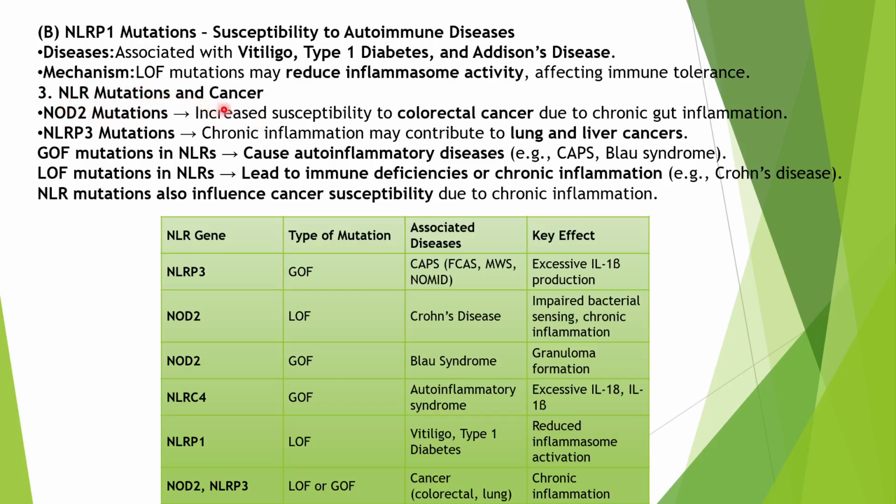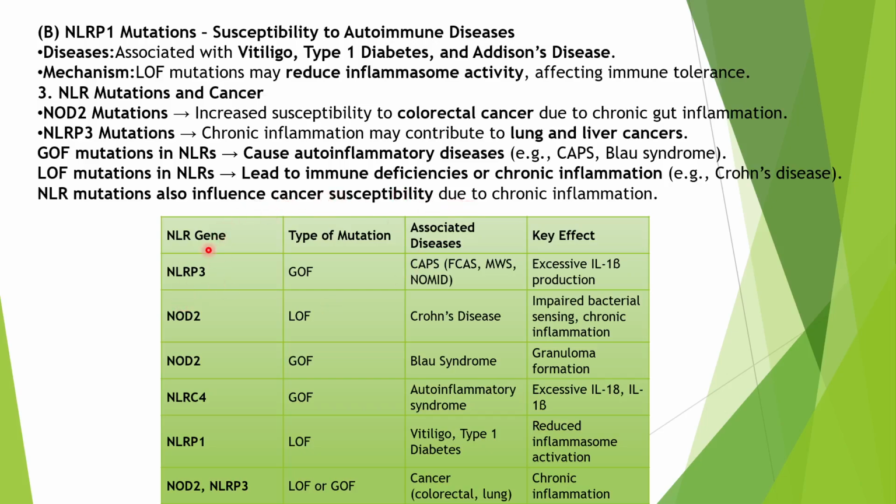Then NLR mutations also have a role in cancer. So NOD2 mutations increase susceptibility to colorectal cancer due to chronic gut inflammation. Then NLRP3 mutations, chronic inflammation may contribute to lung and liver cancers. Then gain of function of NLRs causes autoinflammatory diseases like CAPS and Blau. And loss of function of NLRs leads to immune deficiencies or chronic inflammation like Crohn's. Then it also has a major role in cancer due to the chronic inflammation.